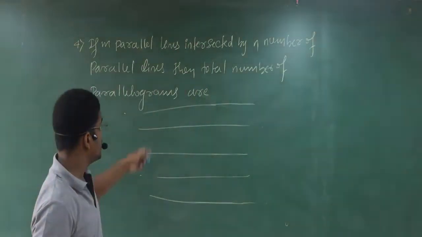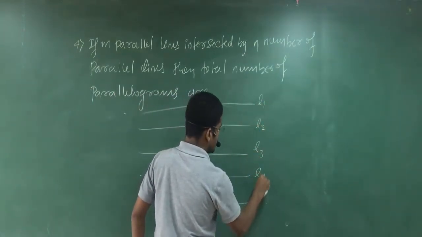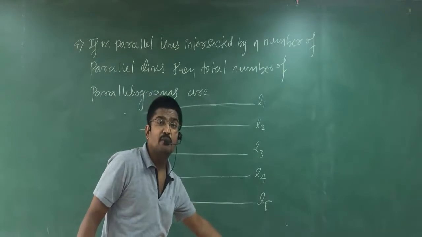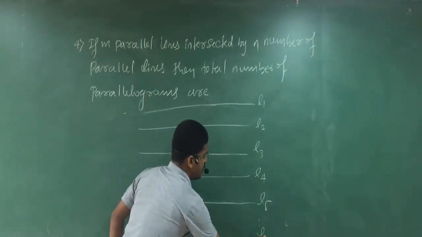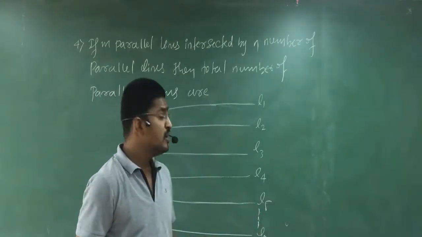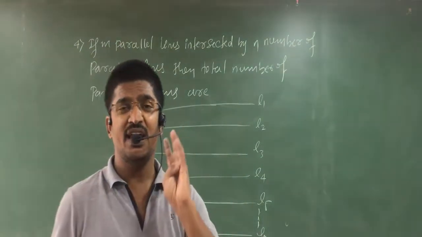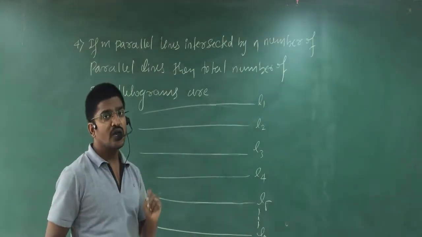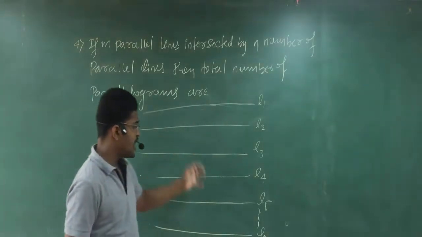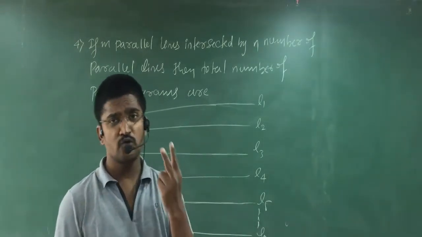But first let us look at this m number of lines. That means L1, L2, L3, L4, L5, so on to Lm. These are Lm number of lines, and they are parallel to each other. To draw a parallelogram, I need 4 lines from anywhere. Here I have m number of lines. From this, how many do I have to choose? I have to choose 2.